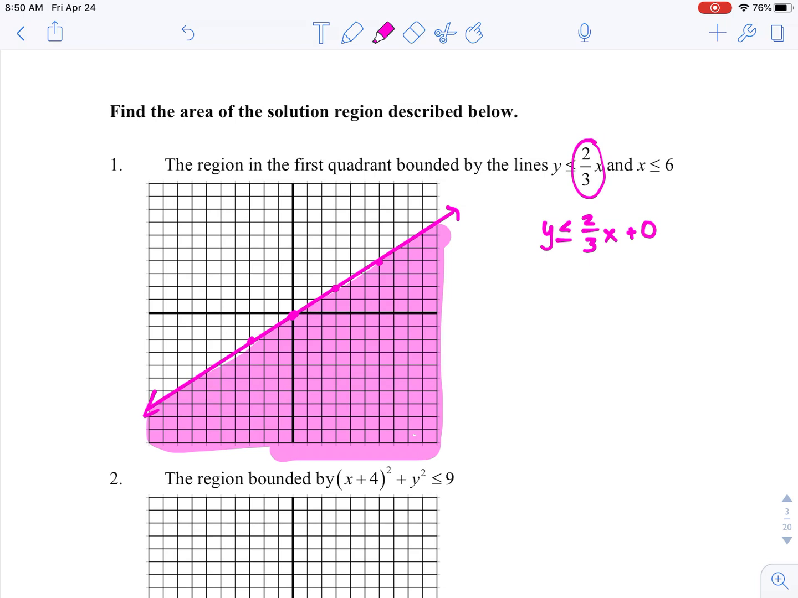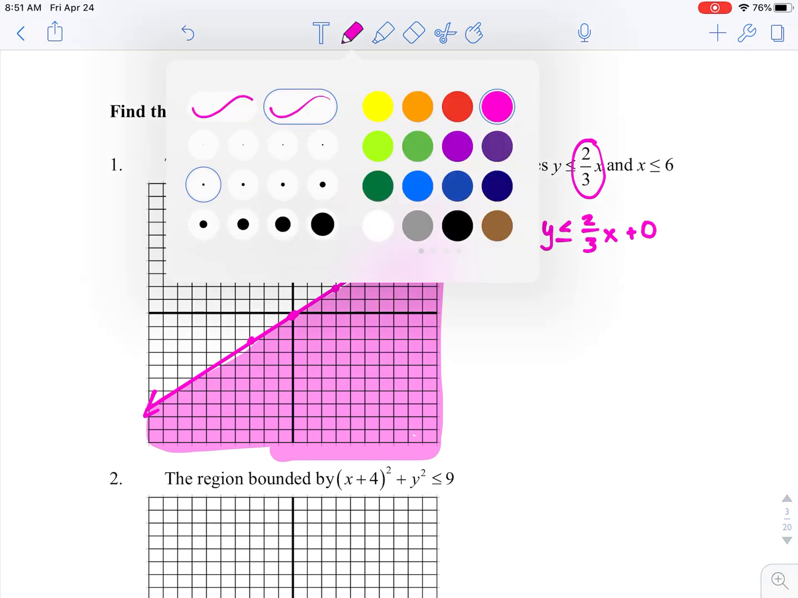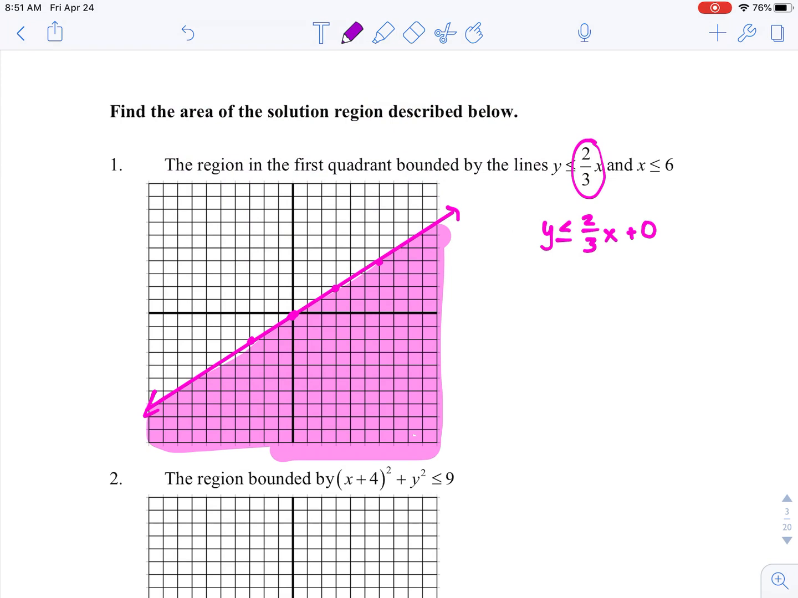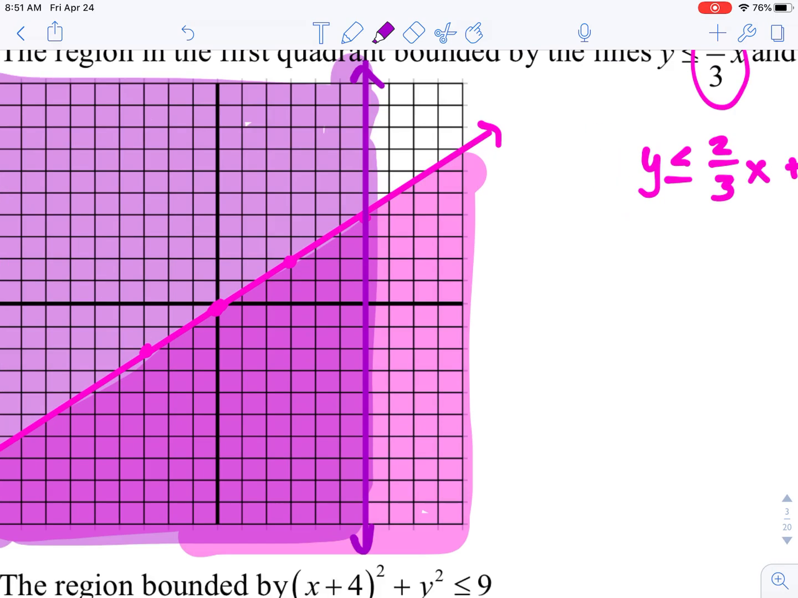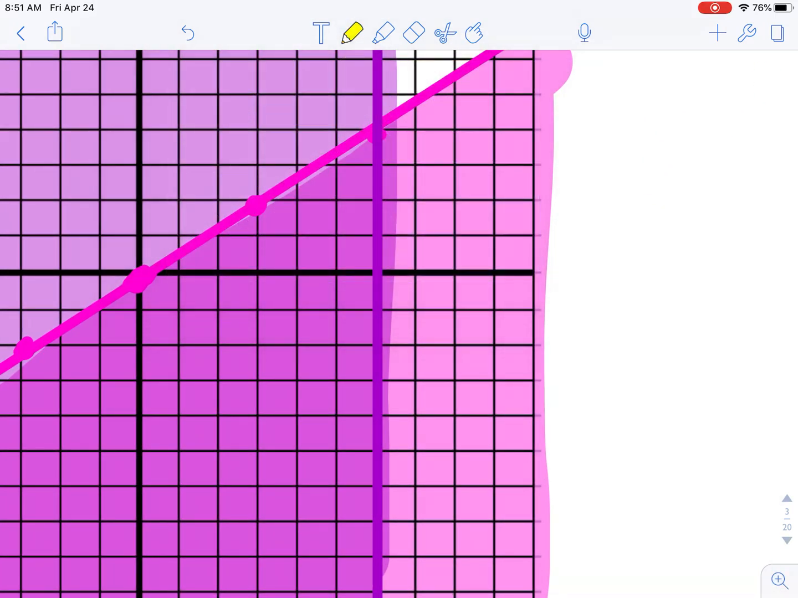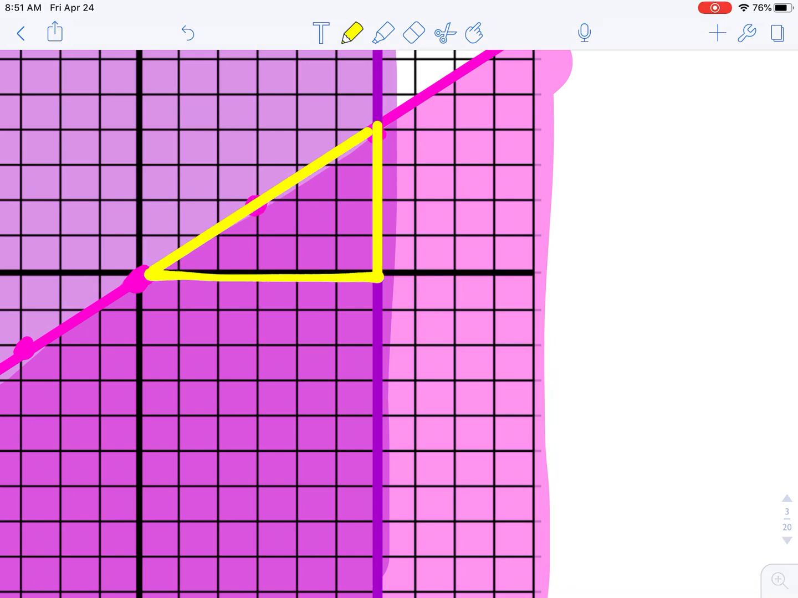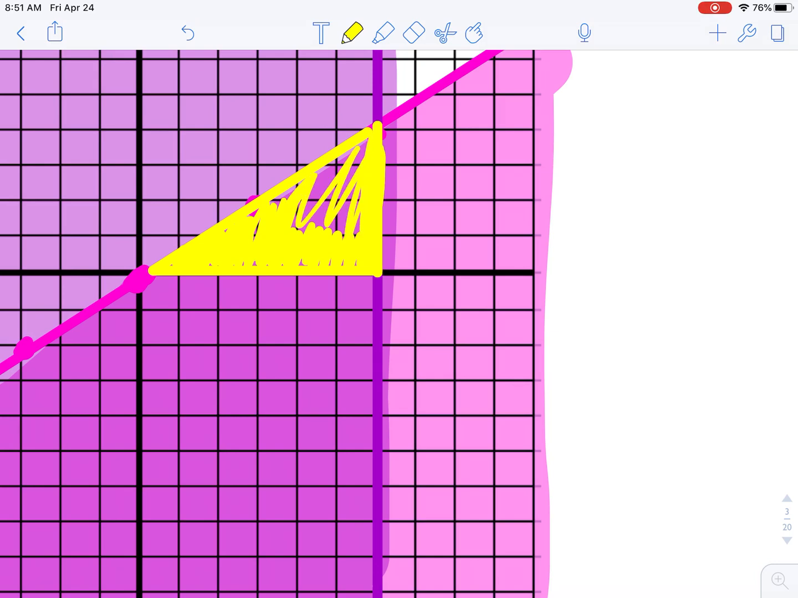And the next one is a vertical line at 6. This is also going to be a solid line. And less than means I'm going to be shading to the left. Now the key part for this problem is that it also tells you it's in the first quadrant. So we are bounded in that first quadrant, and let's look and see what shape gets formed. So here we have a triangle. And they want us to find the area of this triangle. Do you remember the formula for area? Area of a triangle is 1/2 base times height.